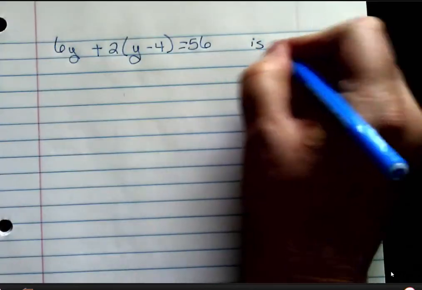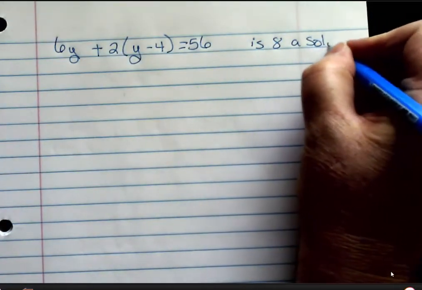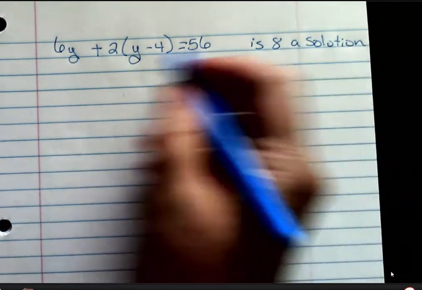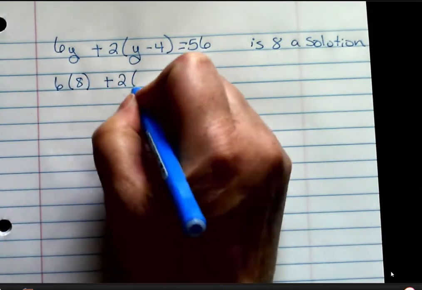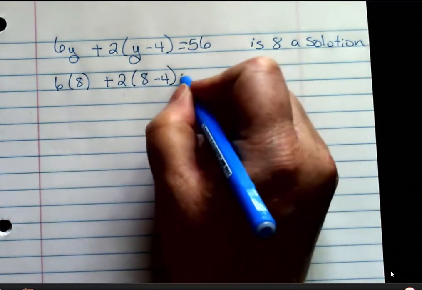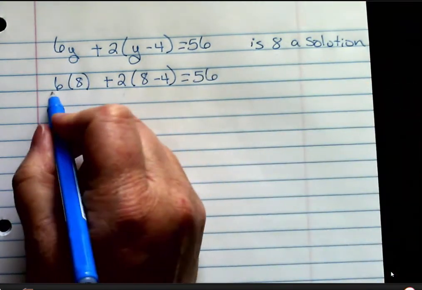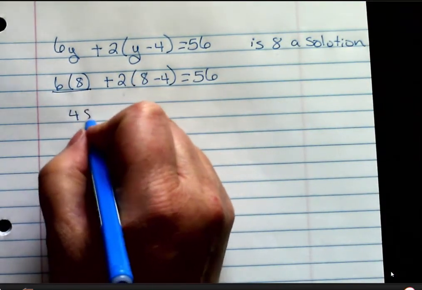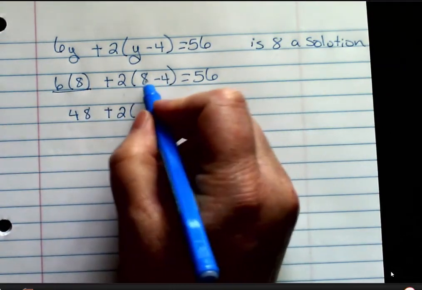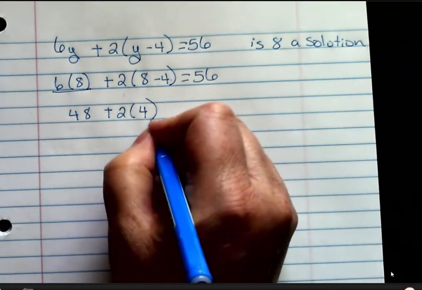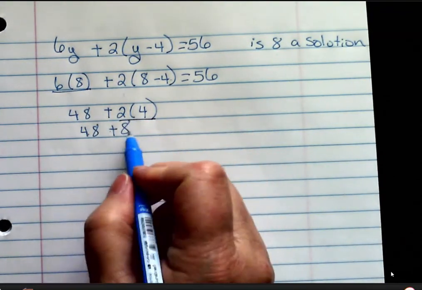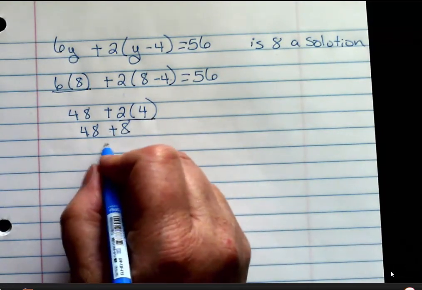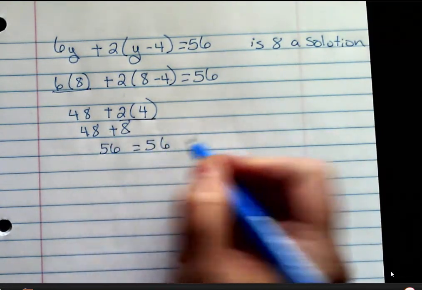So then you're going to have really hard ones that look like this. Is 8 a solution? So for every y, you plug in 8. 6 times 8 plus 2 times 8 minus 4 equals 56. 6 times 8 is 48, plus 2 times 8 minus 4 is 4. So now what's 2 times 4? 8. And what's 48 plus 8? 56. Does 56 equal 56? Yes, it's a solution.